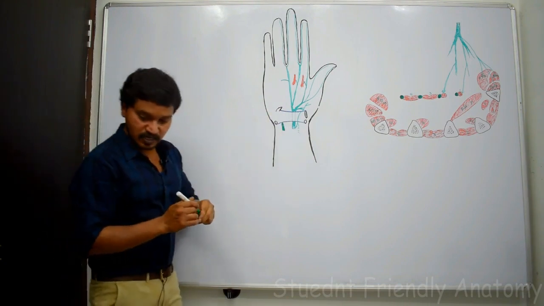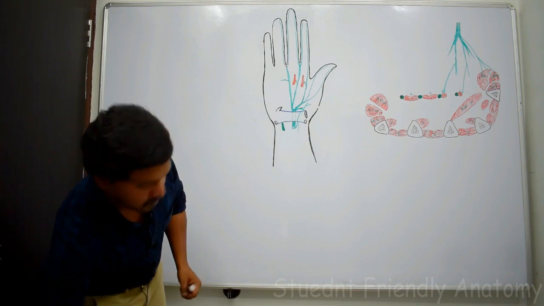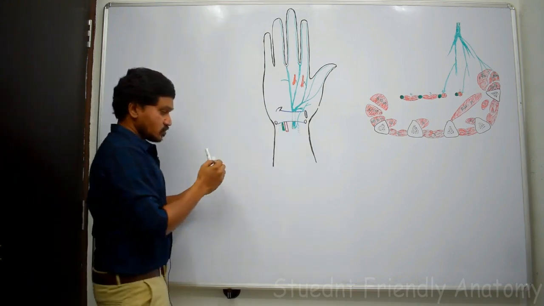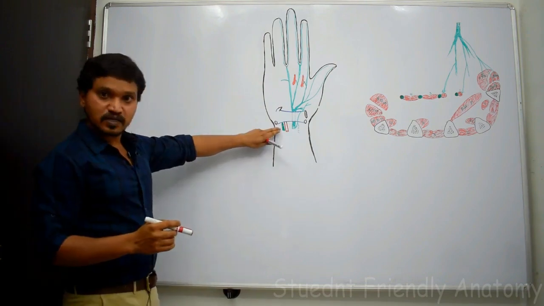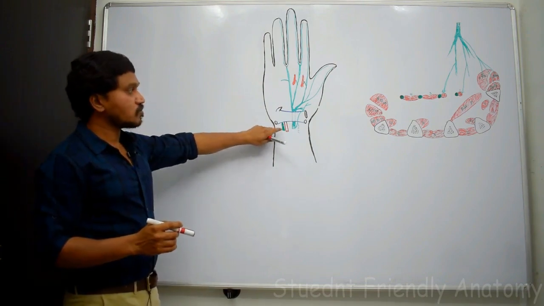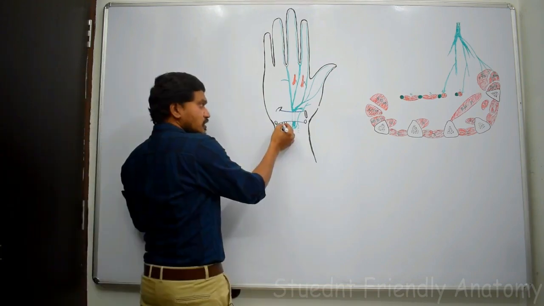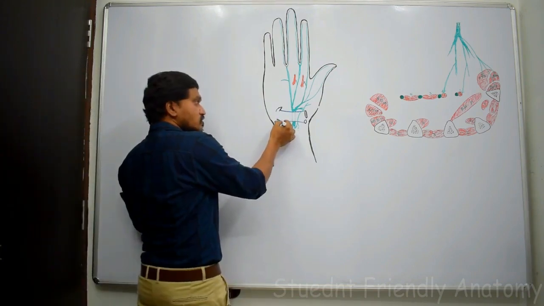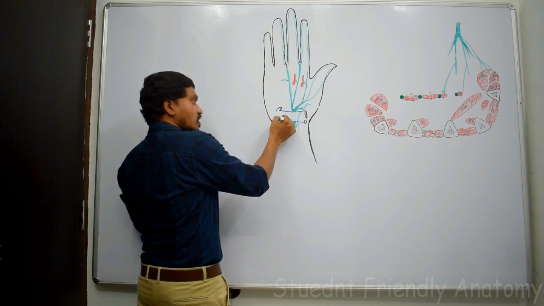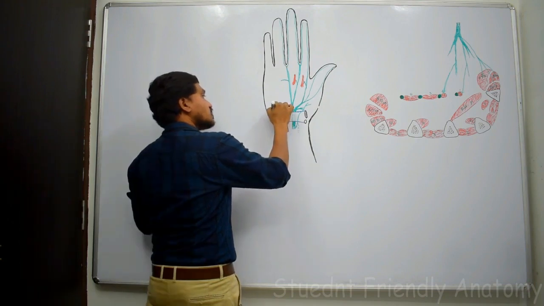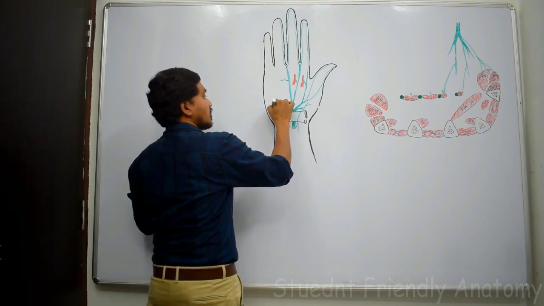vessels. That means here the ulnar vessels are present. So the ulnar nerve is present lateral to the pisiform bone, medial to the ulnar vessels. Right? So it is passing superficial to the flexor retinaculum, or if you want to be very specific, it is passing through the Guyon's canal, or it is passing deep to the volar carpal ligament.